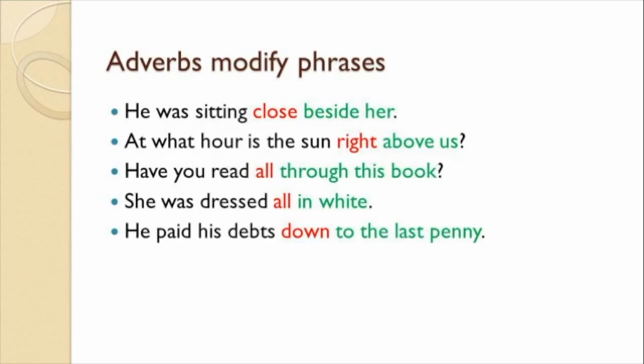He was sitting close beside her. At what hour is the sun right above us? Have you read all through this book? She was dressed all in white. He paid his debts down to the last penny. In these examples, the words written in red color are examples of adverbs, and the words written in green color are the phrases which have been modified by the adverb.